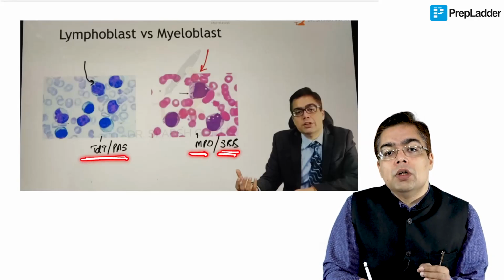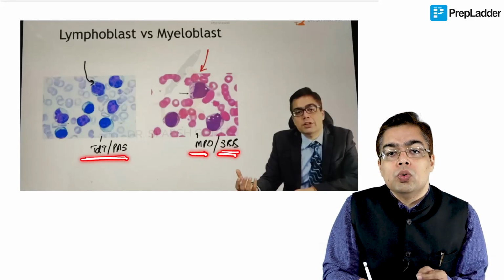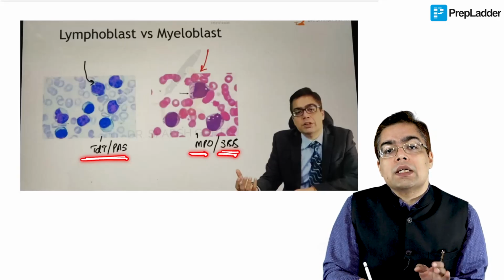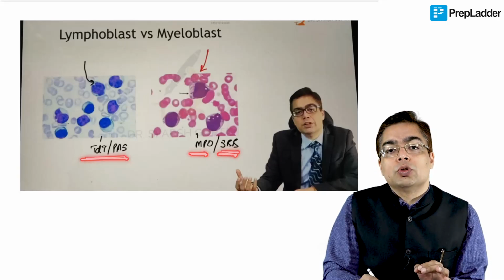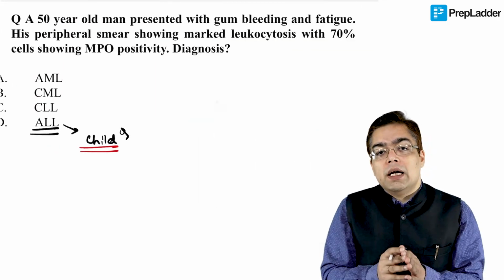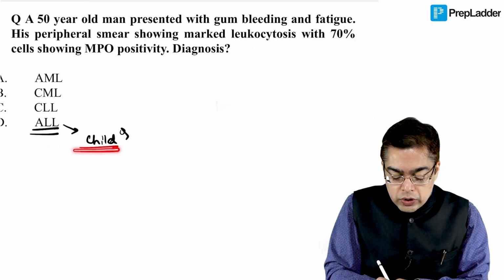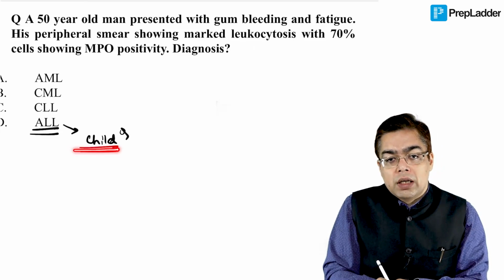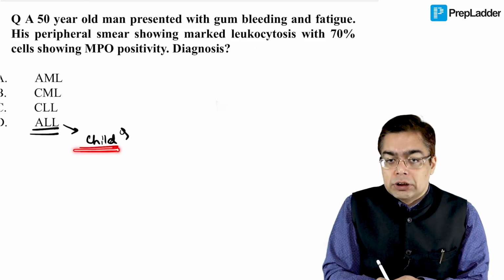So the stains for the leukemia cells, especially with respect to the lymphoblast and the myeloblast, have to be remembered by you. That is going to be an extremely pertinent piece of information. Having said that, going back to our discussion, ALL is ruled out because it is going to be seen in case of children who are going to be having TDT and PAS positivity.